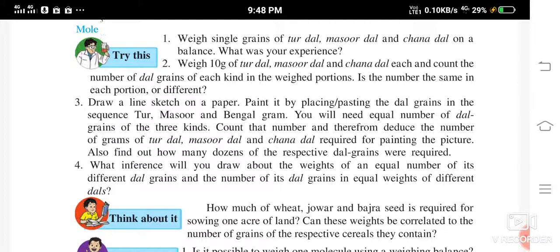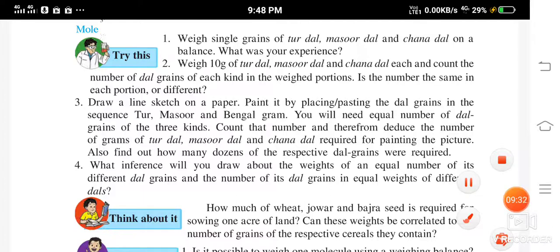See, what inference means, what conclusion you are going to come to, about the weight of an equal number of different dal grains and the number of dal grains in equal weight. Now see, when you take an equal number of grains, you think you have taken 100 grains of tur dal, 100 grains of masoor dal and 100 grains of chana dal. Now when you weigh this, is the weight of all the 3 going to be the same? No, the weight is going to differ, isn't it?